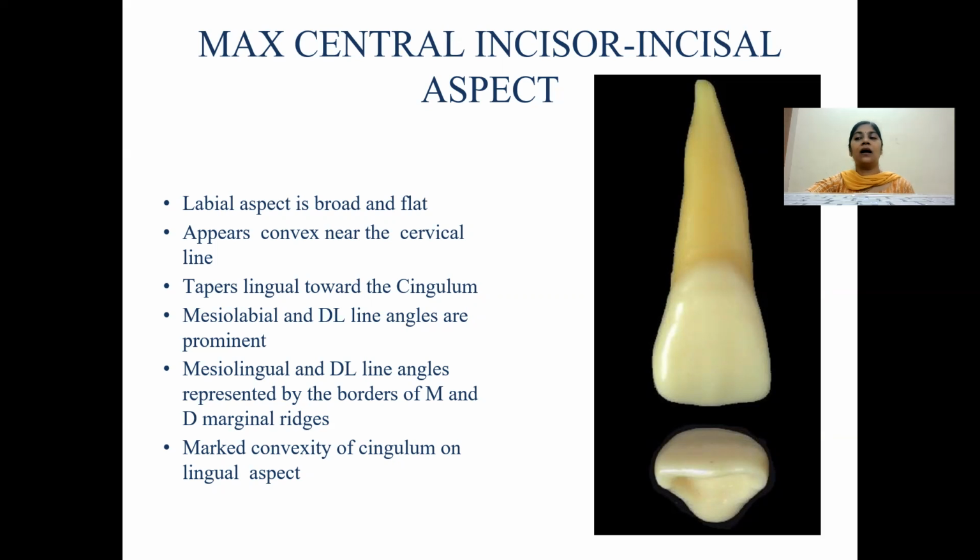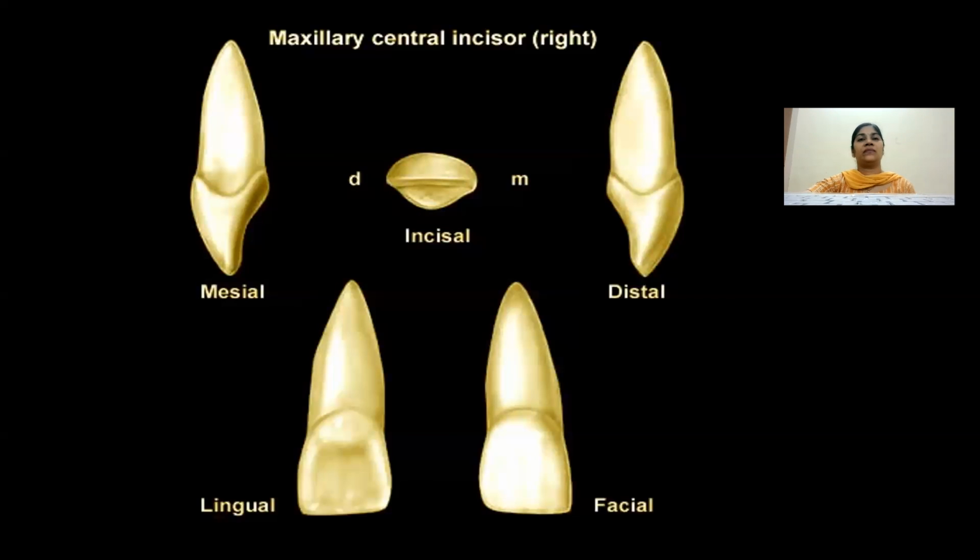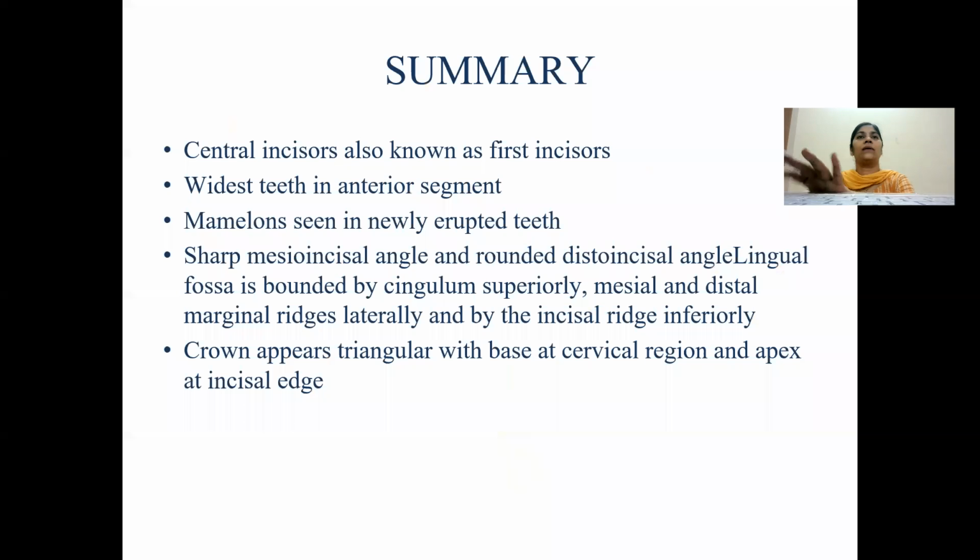So the triangular outline reflects the outline of the root cross section. Again, in the incisal aspect, it is more of a triangular outline that is seen over here. Then this is again a pictorial representation of the incisal aspect of the tooth. All the aspects are seen over here: the mesial, distal, labial, lingual, and the incisal aspect. All the five aspects are seen over here.